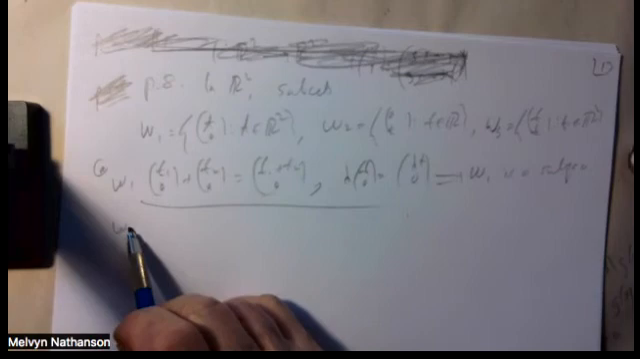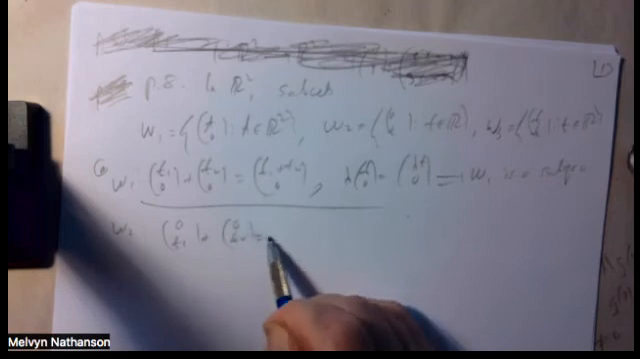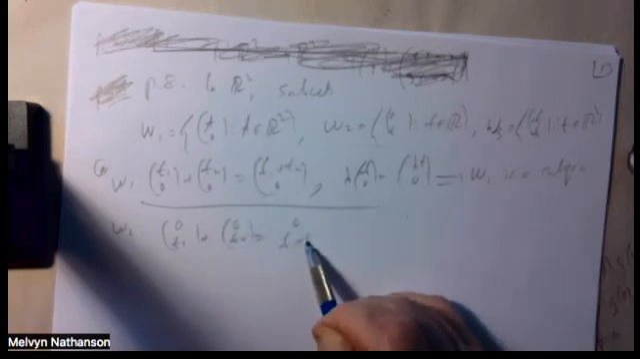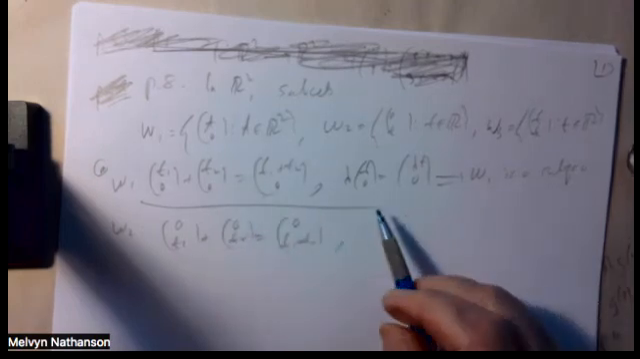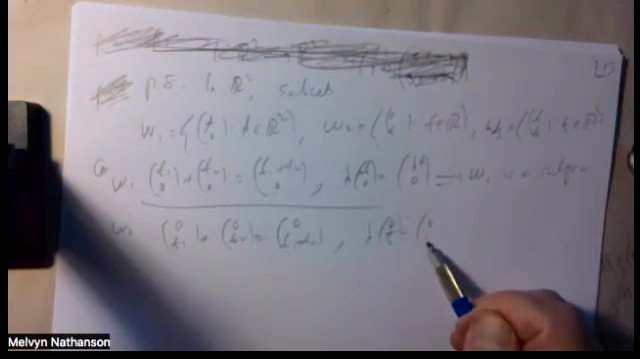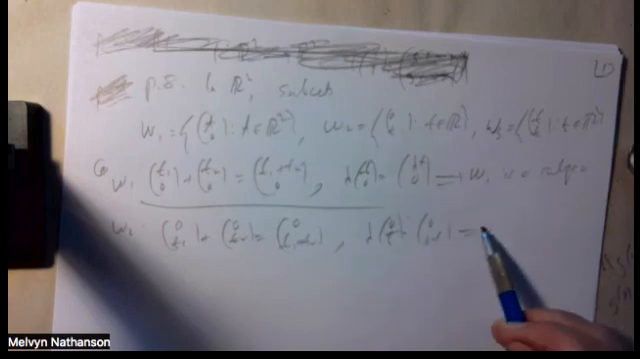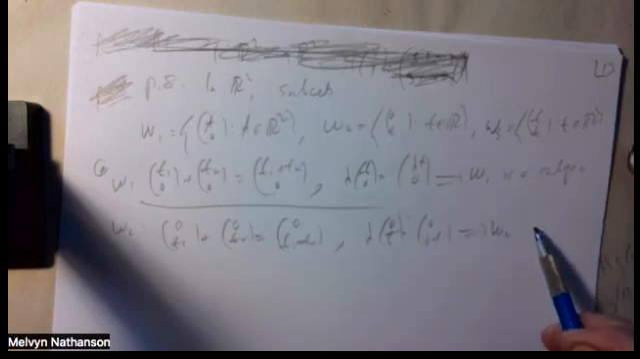And the same holds for the other two subspaces. If I take (0, t1) plus (0, t2), that's (0, t1 plus t2). And lambda times (0, t) is (0, lambda t). So if I have two vectors with the first coordinate 0, so is their sum, and so is any scalar multiple. So W2 is a subspace.